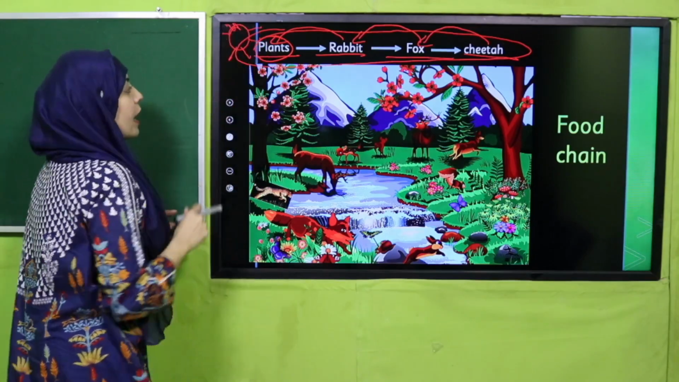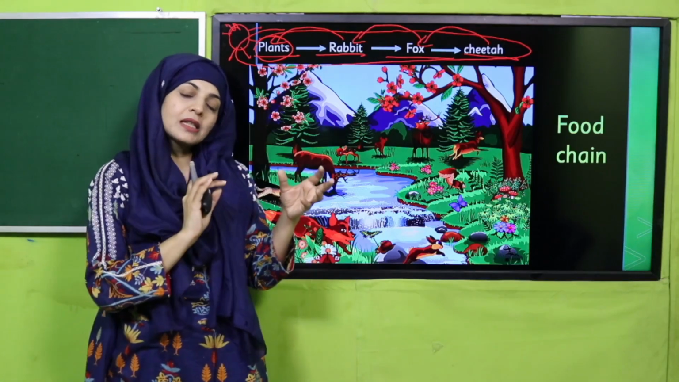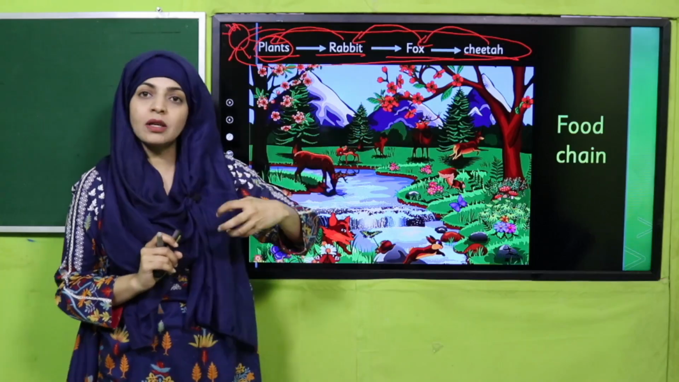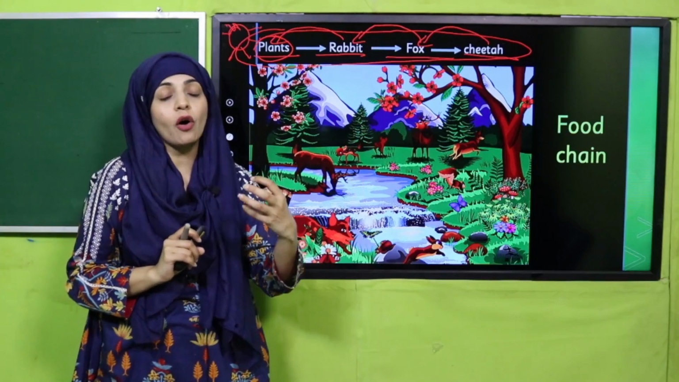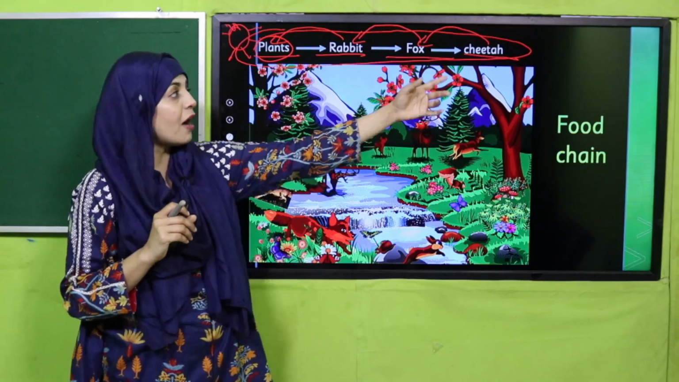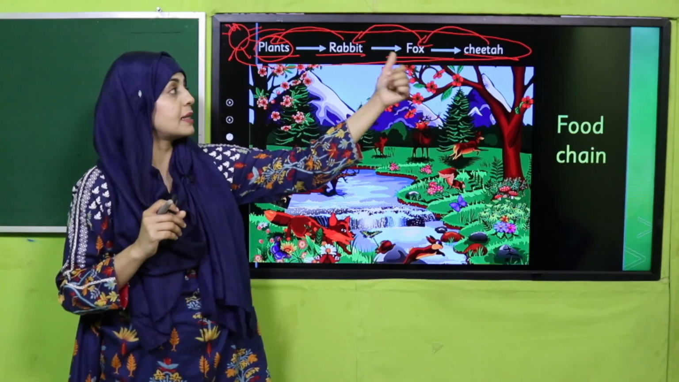So the energy of the sun is transferred to the plant, and when the rabbit eats the plant, it takes that energy, and when the fox eats the rabbit, it takes the energy of the plant and the sun जो कि उसने rabbit से ली है. And after that, in the end, the top consumer, which is the cheetah, is eating the fox.